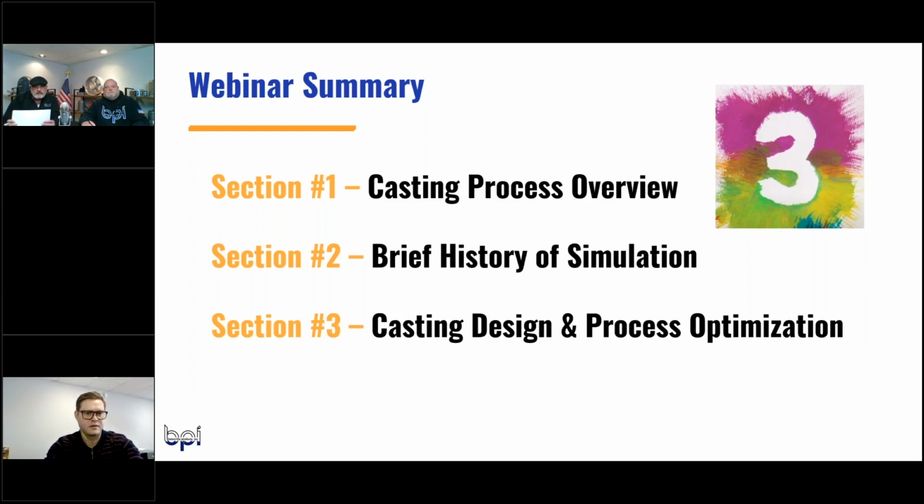There are three basic sections in the outline today. We'll take a very brief casting process overview, take a look at the history of simulation, and then we'll focus on casting design and process examples. There are some animation clips and visuals that provide some insight on how technology can benefit casting process development and production.